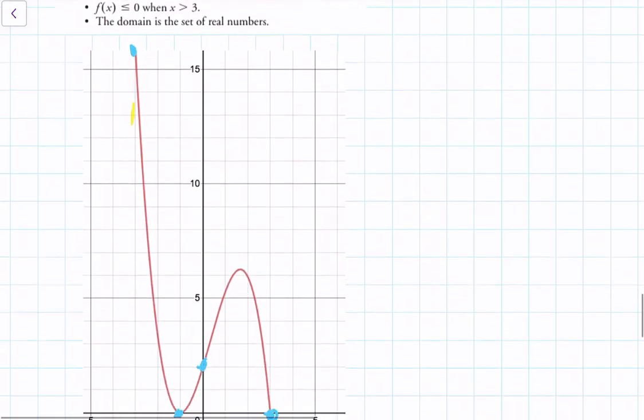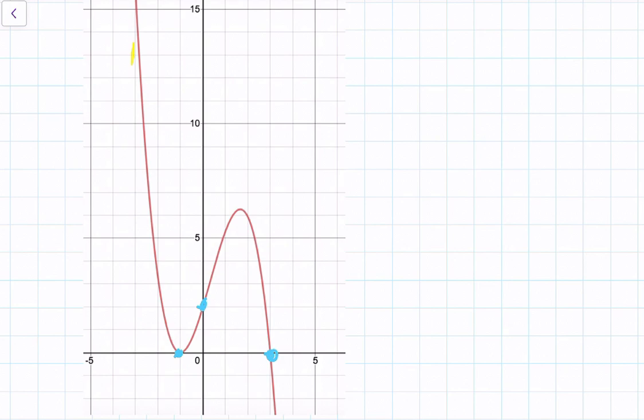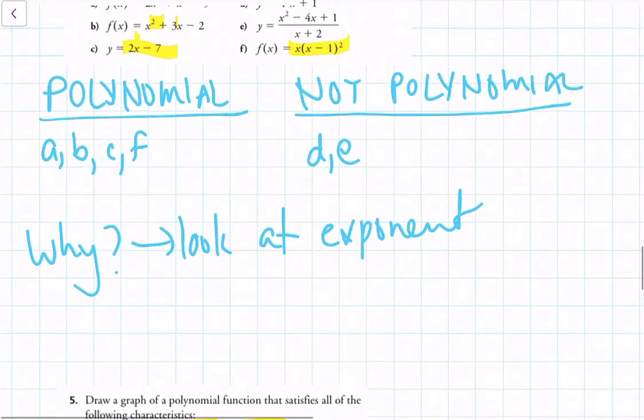And they also tell you its domain is on the set of real numbers, so you know it's continuous throughout, and that the function will continue on infinitely this way and this way. Perfect. Okay. So that's all for our introduction to polynomial functions.